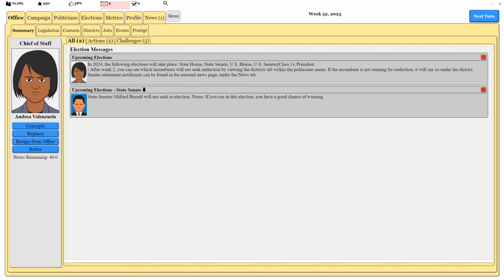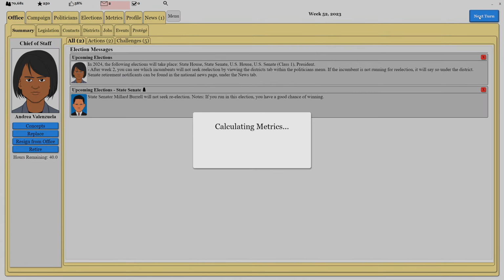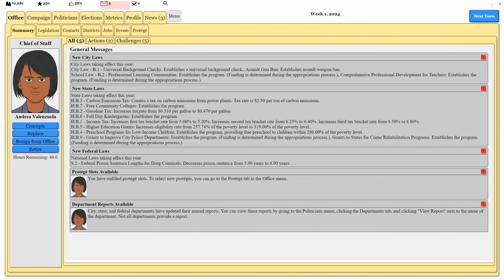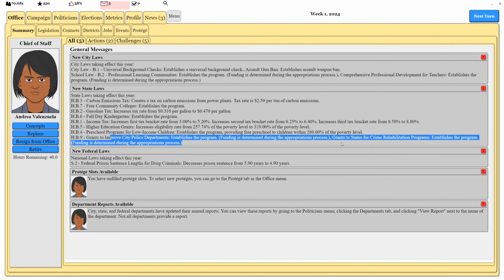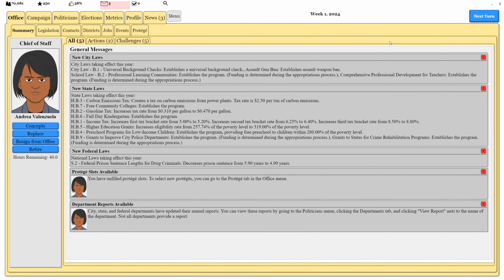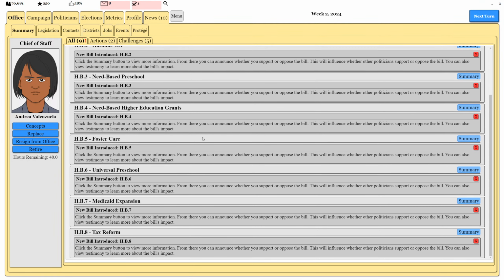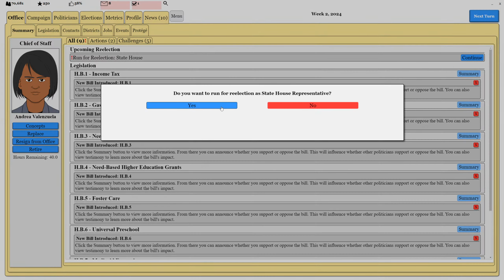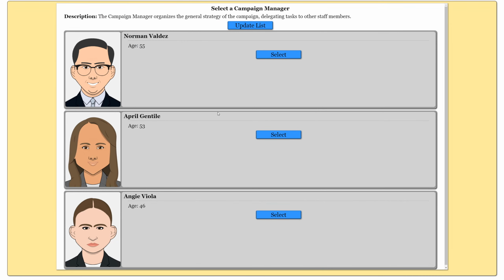Following House elections will take place: State House, State Senate, U.S. House, U.S. Senate, and President. So we don't have a governor's race until, I think, 2026. So we're going to have to run for election again. I'm happy. Why so? Come on. Run for re-election, State House. Yes.